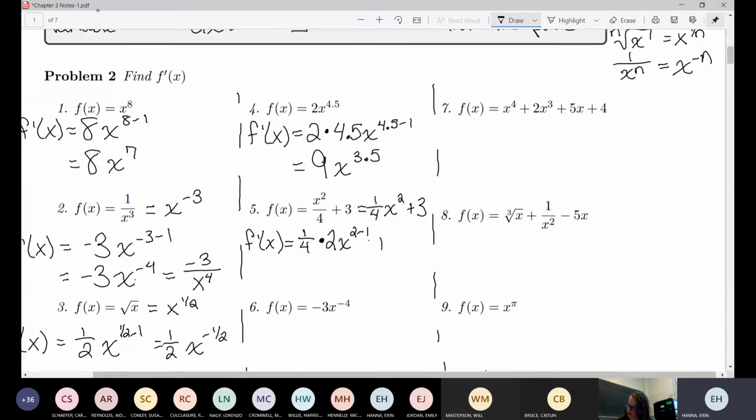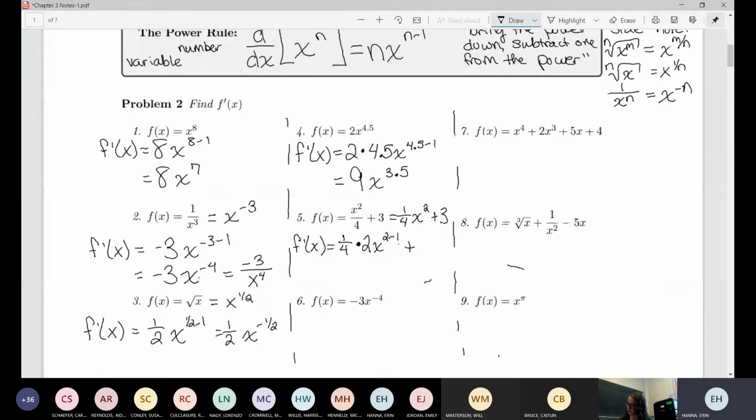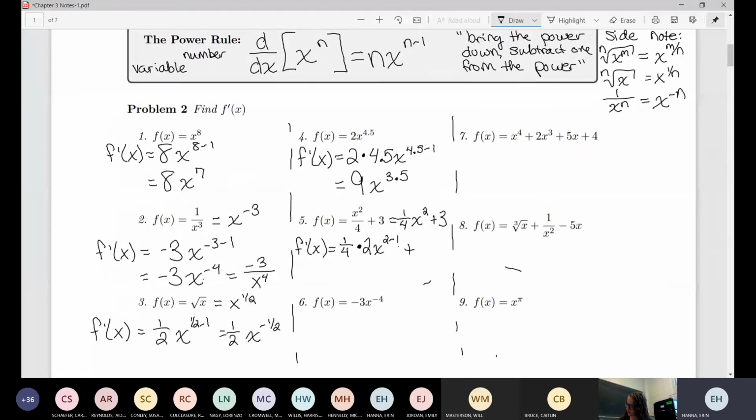And then I have to add the derivative of 3. Derivative of 3, there's no variable in there. It's just a constant completely by itself. The derivative of a constant, 0. 1/4 times 2 is 1/2. X to the first, oh, plus 0. You don't have to write that. So just 1/2 x.